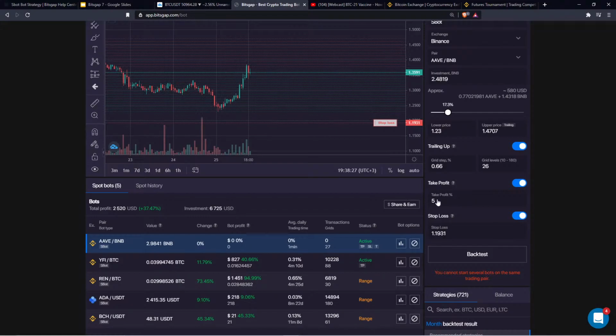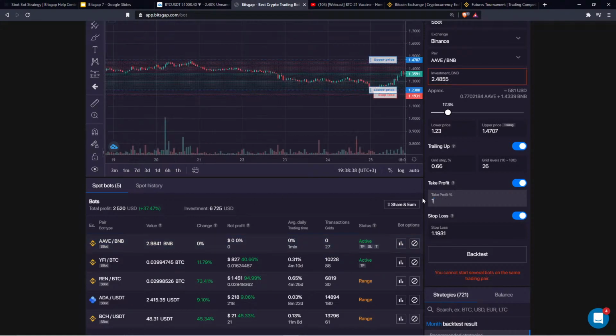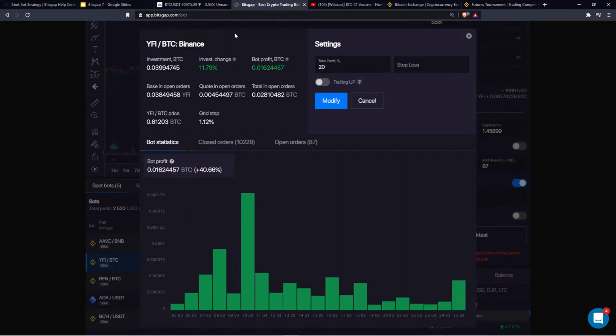So whenever you see the change approaching your take profit, let's say I have 15% for my UFI trading to Bitcoin. Right now it's 11%. As soon as it reaches 15%, the bot will automatically close the strategy. It will just sell all of the base currency, which is here in the active bot. And you can always see the amount of base currency by just clicking on the information. And here you see the base in open order. So that's my current amount of base currency in this trade.